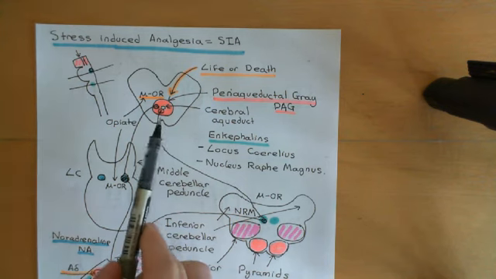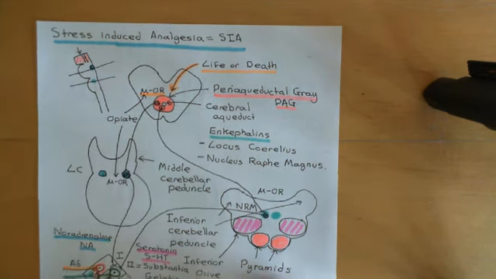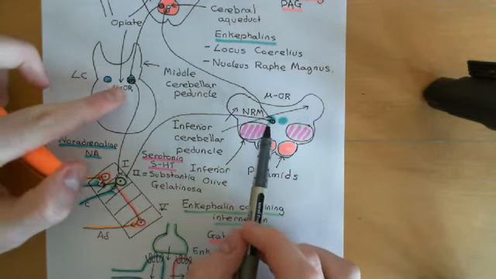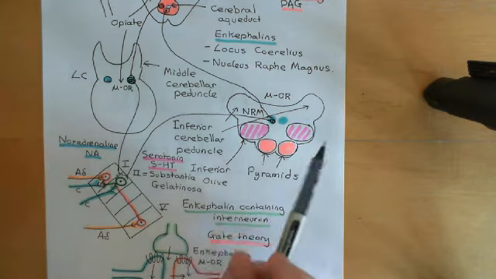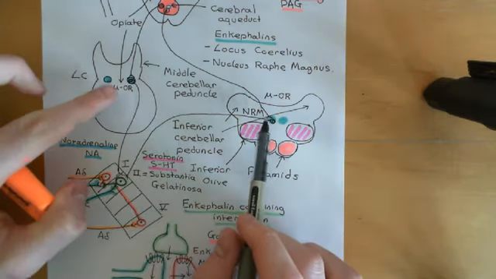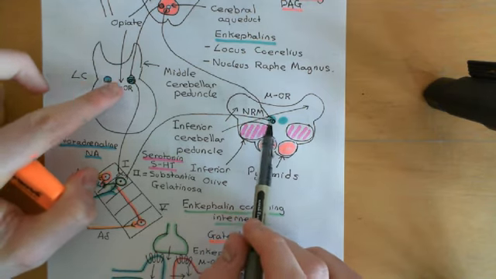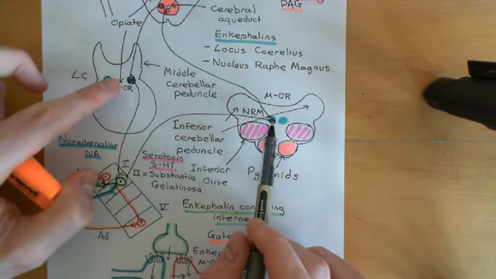Okay, so you activate the periaqueductal grey. The periaqueductal grey neurons use enkephalins as their neurotransmitters. They have projections down to these two structures, the locus coeruleus and the nucleus raphe magnus, and I've given up trying to say the plurals of those. Okay, and these will get enkephalins released into them. Okay, the enkephalins will activate mu-opioid receptors on the neurons of the locus coeruleus and the nucleus raphe magnus.